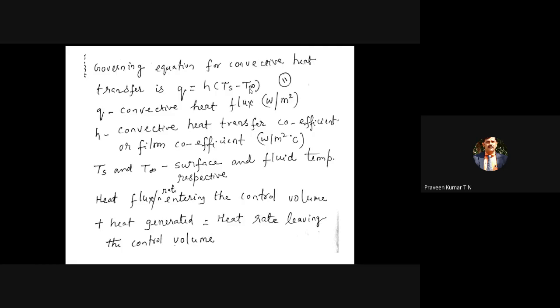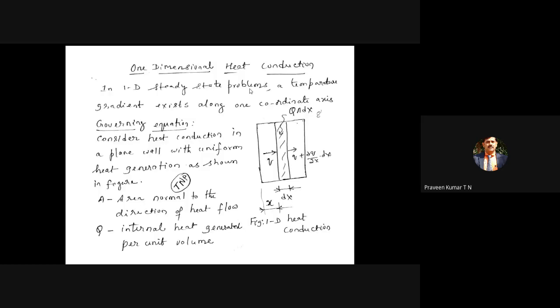One is the heat flux, or amount of heat entering the control volume. You're talking about the control volume, considering a small volume. The hatched area is the control volume, so the volume of the control volume is A into dx. The amount of heat entering the control volume, plus the amount of heat generated within the control volume, is equal to the heat output, the heat going out.